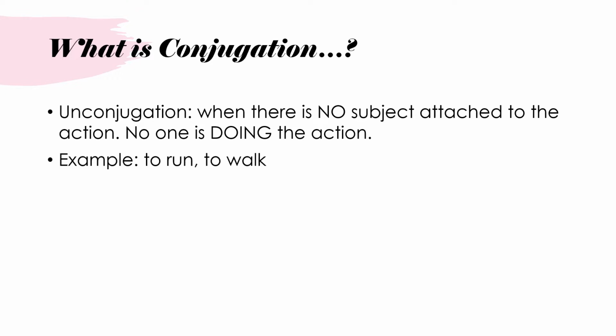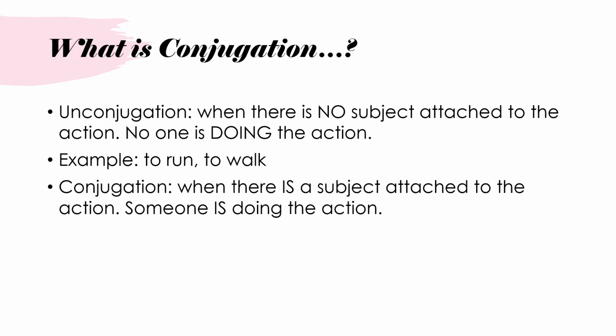So my examples here, to run, to walk. We're not saying anybody is running right now. We're not saying anybody is walking. We're just saying to run, to walk. They are actions. I'm essentially making my action a noun. I'm just saying it exists, right? To run, to walk. They are actions that exist. There's nobody doing them right now. They just exist. All right.